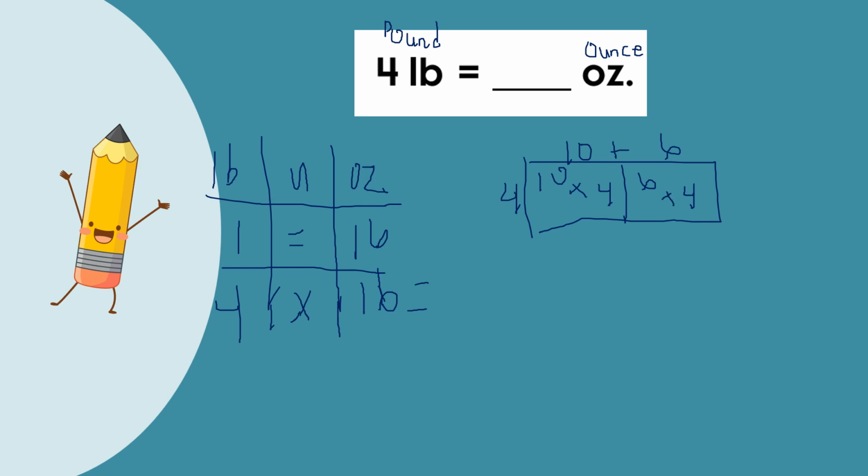So 10 times 4 is 40. And 6 times 4 is 24. And now I'm ready to add those together. And notice how I'm not doing anything in my head. Please show your work. The more you practice, the more information you retain. 4 plus 2 is 6. So that's 64 ounces. So we converted 4 pounds into 64 ounces. Next question.